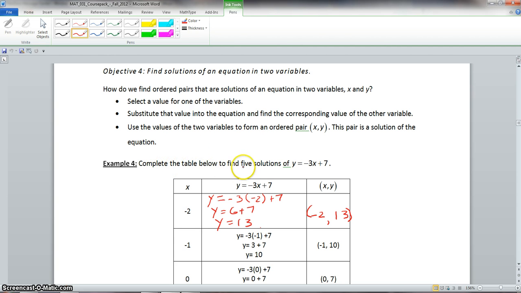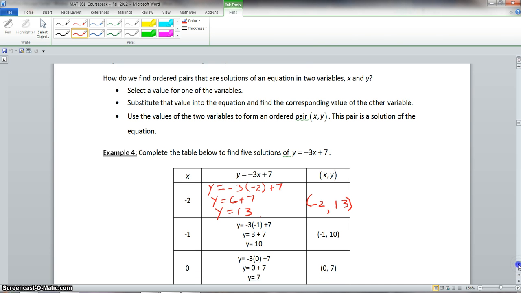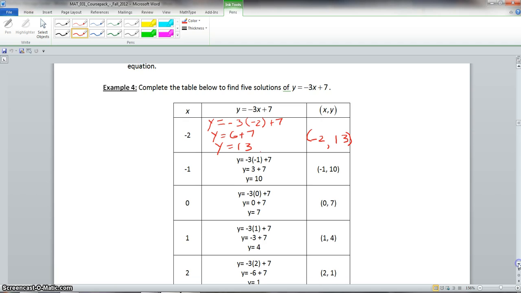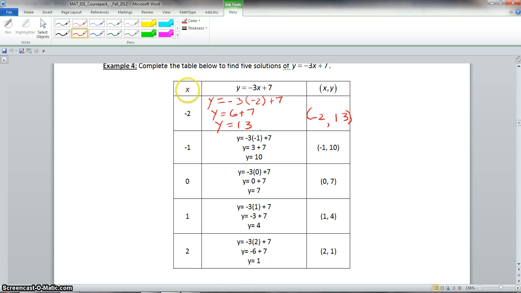Example 4, complete the table below to find 5 solutions of y equals negative 3x plus 7. Now I took the liberty of doing these problems beforehand, and what I would do is I would explain them. Okay, now our x values are given to us. We have x as being negative 2, negative 1, 0, 1, and 2. So we take this equation here and substitute in the given value of x. Now at first I did this with the writing pen here, but it kept jumping. You see here how this ordered pair, this parenthesis is higher than the negative 2. So all of the rest I did, I typed in.